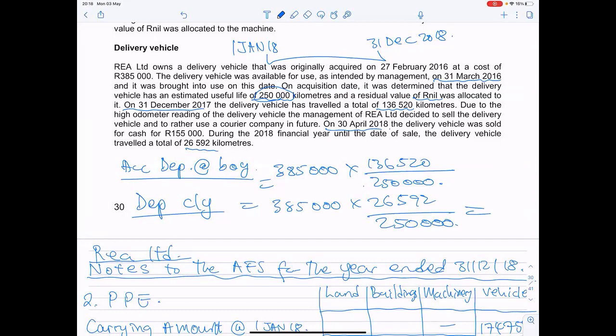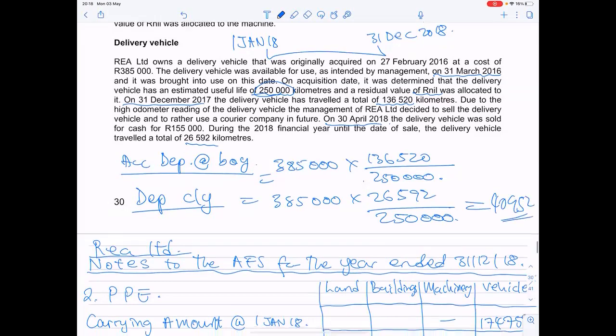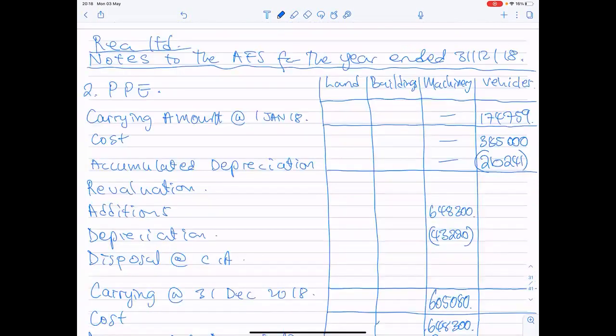How much are you getting? It's 49,552. So that's what we are going to show as depreciation, 49,552. Now, the vehicle has been sold. So we are going to dispose of it at carrying amount. That's when you are going to remove it from your books.